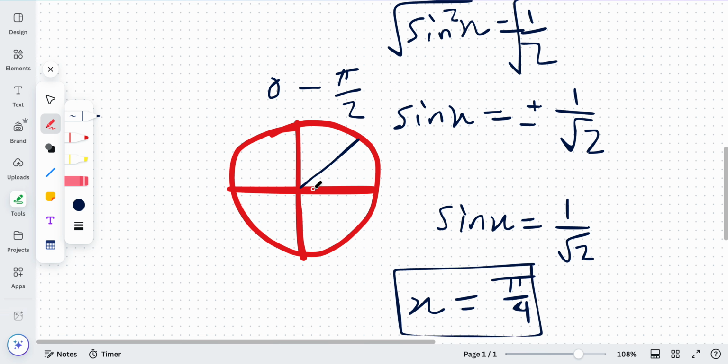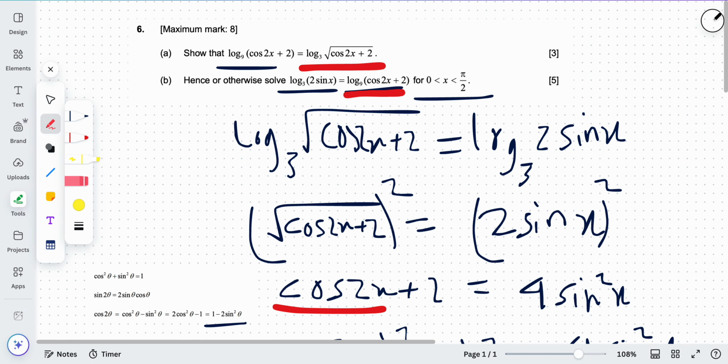Usually there would be another answer on this side, but it's way out of our range, so we don't want to focus on that. With the negative, it's in the bottom here, which would be negative pi over 4, but we're not looking for that. We just focus on this yellow one, which is pi over 4. So you should be getting a total of 8 marks.